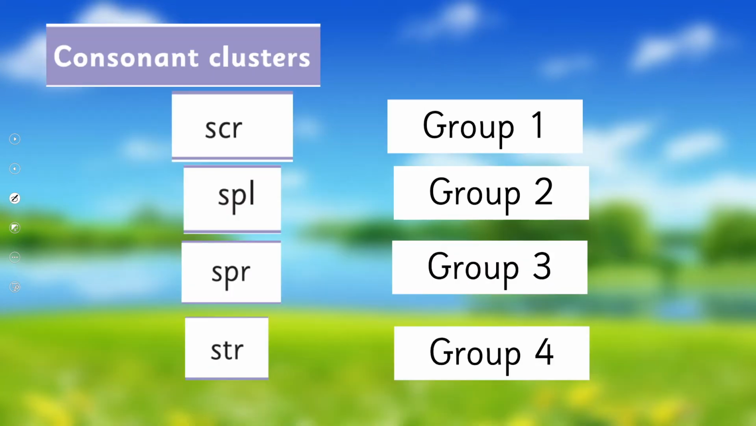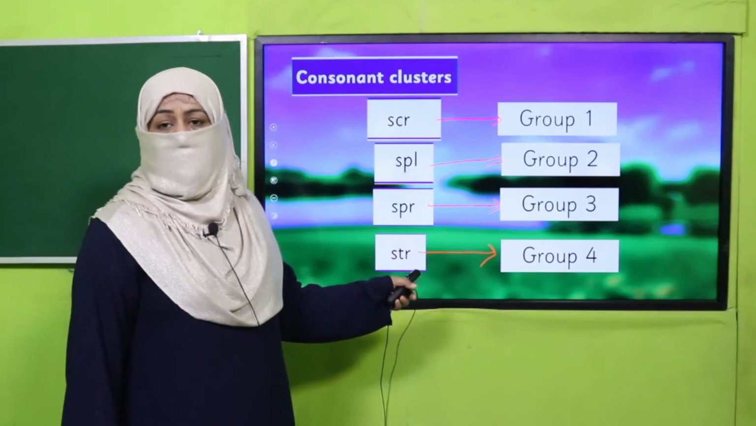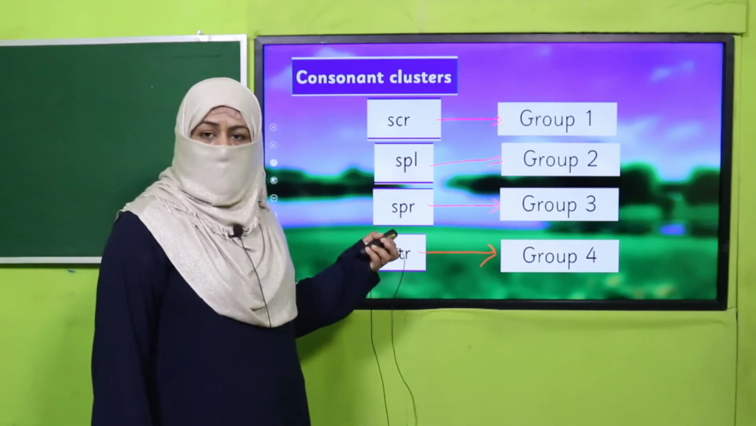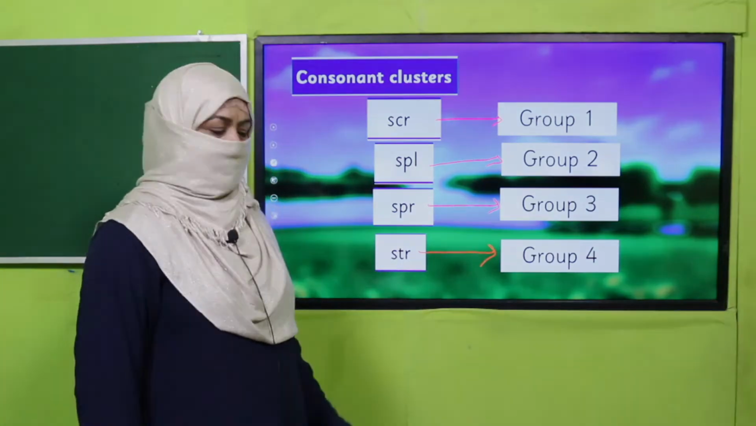Okay, so this is the way teacher is going to assign the consonant clusters: this to group 1, this to group 2, this to group 3, this to group 4. So pause the video, assign them all the consonant clusters. After this, I'll give you a word bank and you'll have to complete the activity. So pause the video, make the groups.